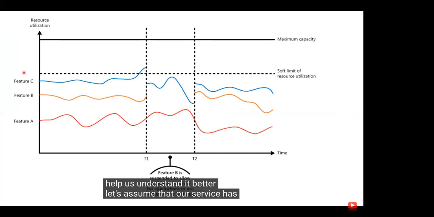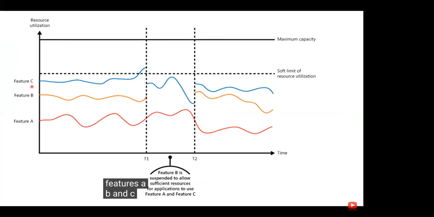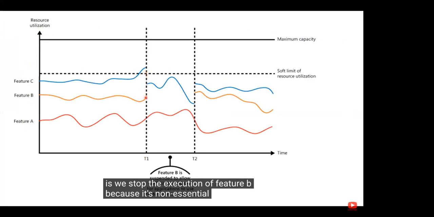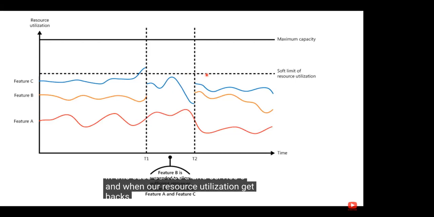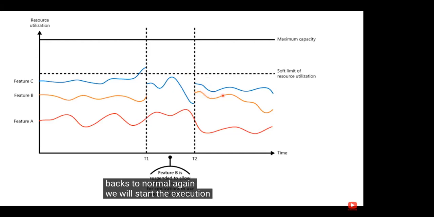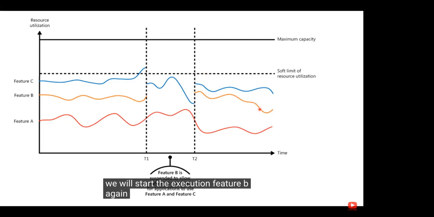Let's assume that our service has three features, A, B, and C, and this is the time. At T1, we start to hit the throttling limit. What we are going to do in this case is stop the execution of feature B because it's a non-essential feature. This allows our system to continue the execution of other essential services, in this case, service A and service C. And when our resource utilization gets back to normal again, we will start the execution of feature B again. This is what we mean by deferring the execution of a non-essential operation for a period of time.